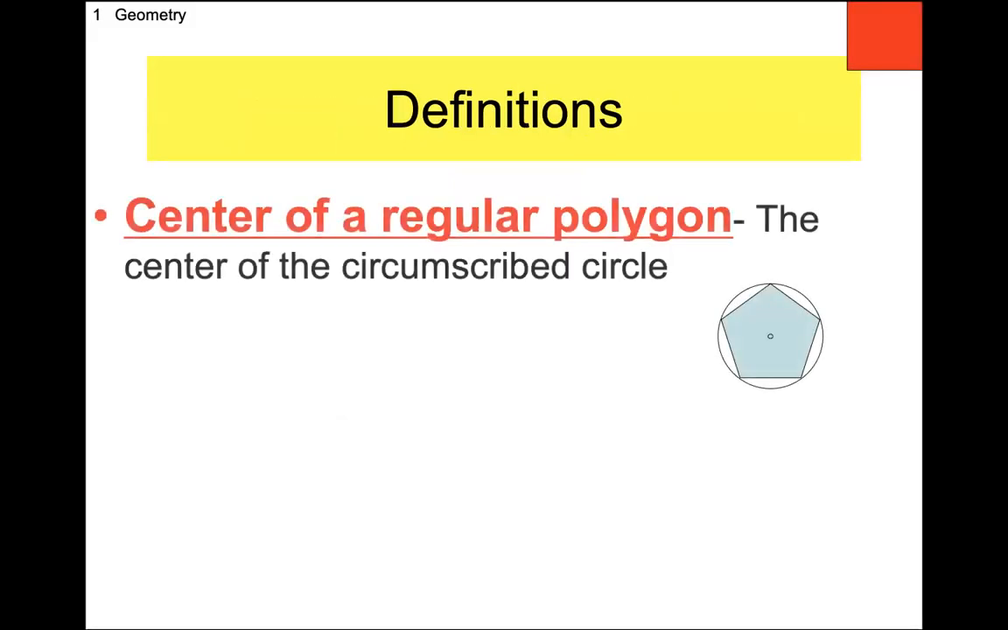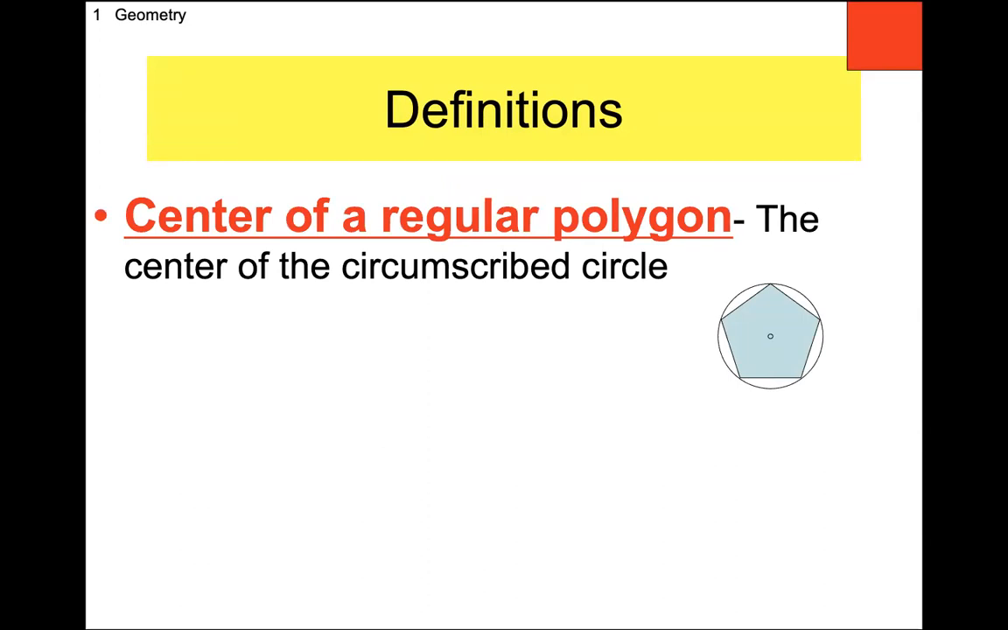The first one I'm going to say is that if you take the center of a regular polygon, it is also the center of the circle that circumscribes that regular polygon. So we call that the center of the circle. We also call it the center of the regular polygon. So that's our first definition. And as always, pause the video.